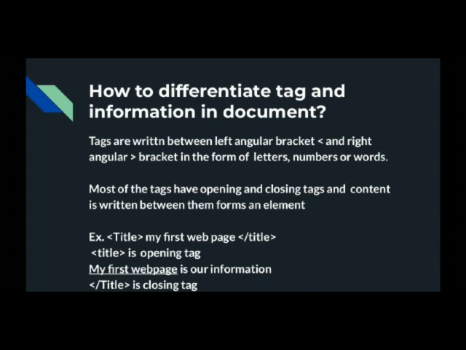Dear students, in HTML we have two types of tag. One is a paired tag and the second one is the unpaired tag. In all the paired tags they have opening and closing tags. So here the example is about the paired tag, because we can see the information "my first web page" is written between the opening title tag and closing title tag.